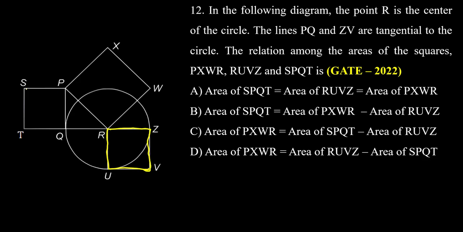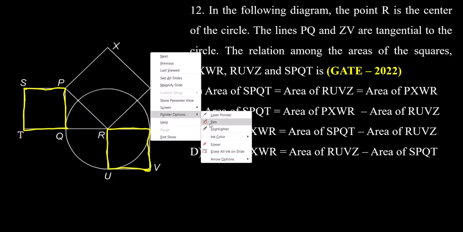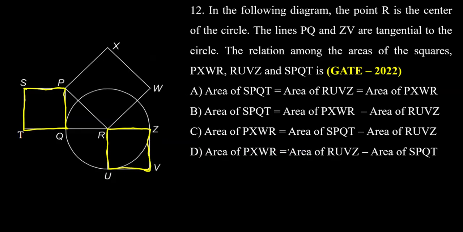One is STQT, the other area is TXWR. So what is the relationship between these three squares? Options are available. Let me know your answer. Relation between those three squares. A circle is there. Okay, to bring the relationship, the circle will be used. You have options clearly. Let me know what's the answer.